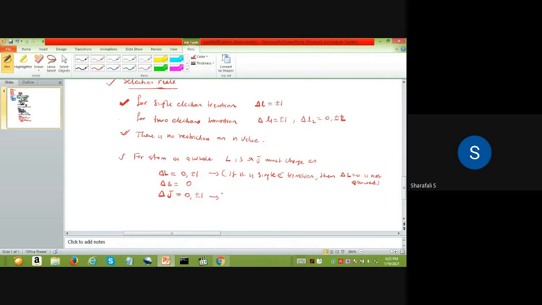Similarly, if you consider this state, J equal to 0 to J equal to 0 transition is not allowed. So even with delta J equal to 0, you cannot take J 0 to J 0. That is not possible. It is forbidden. J equal to 1 to J equal to 1 is possible, then 1 minus 1 will be delta J equal to 0. But J equal to 0 to J equal to 0 also will give you delta J equal to 0, but it is not allowed.